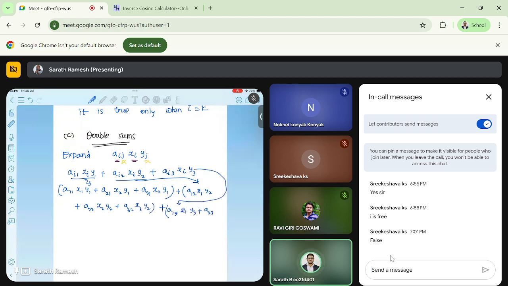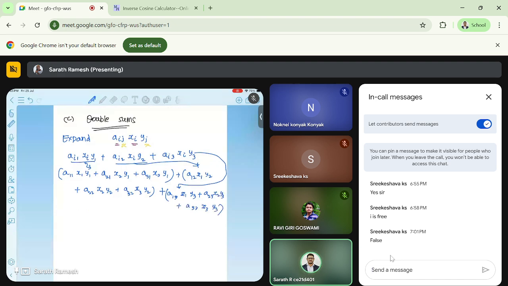See, there are how many terms? 3 plus 3 plus 3, 9 terms. These 9 terms, using the indicial notation, we have written in just one term. This big expression again we have consolidated into a very small expression. So that again tells us the power of indicial notation. Okay, now let's move on.